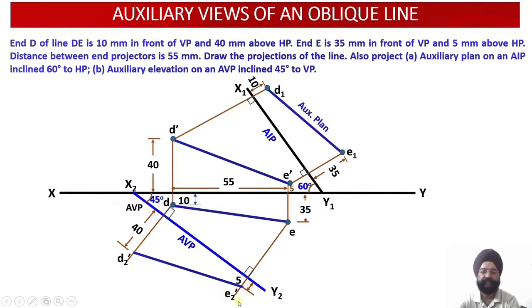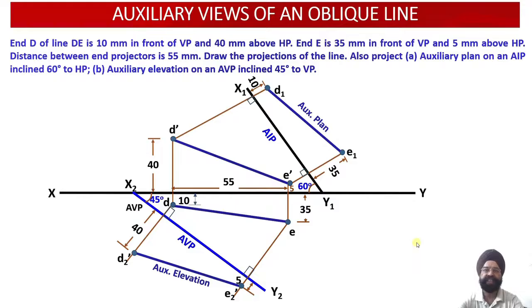Why D2? Why A2? Because this is the second iteration. Why dash? Because we are measuring the elevation distances over here. So this point is D2 dash, this point is E2 dash. And what is this? This is, once again, my apparent length. This is no longer a true length. And the name of this view which is obtained on AVP is the auxiliary elevation, because the distances of the elevation side we have plotted over here.